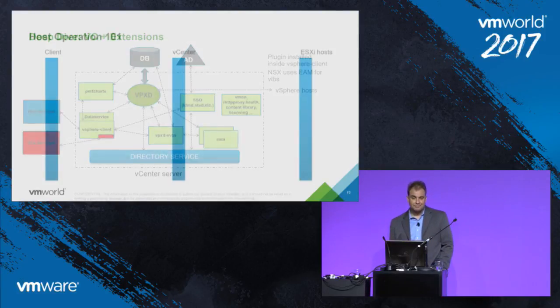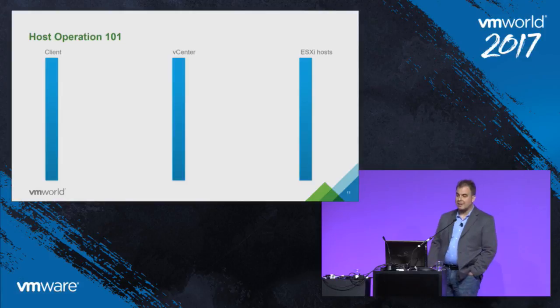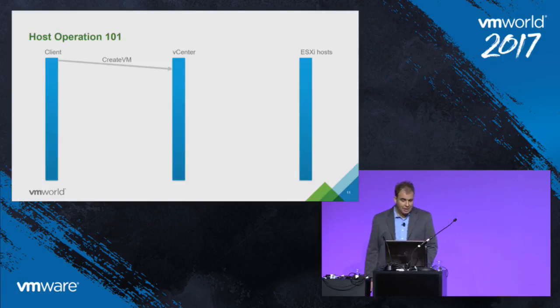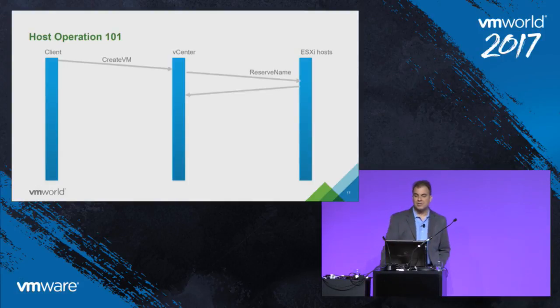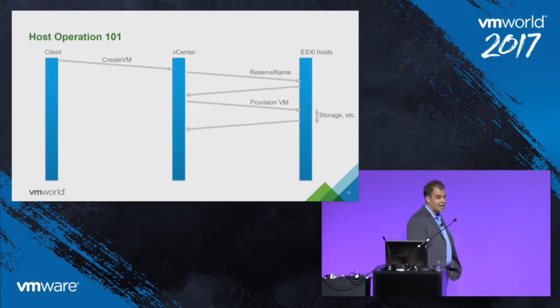Okay, so let's take a look at a similar example. In this case, rather than looking at a VM power on example, we're going to look at doing a VM creation. And let's look at the critical path of what this operation looks like across a client, vCenter, and a set of ESXi hosts. So in this particular case, just as before, the client makes the request to vCenter to go and create the VM. vCenter will contact the host to see if the name of the VM that you'd like to create is actually available. Provided it is, the provisioning operation can actually take place.